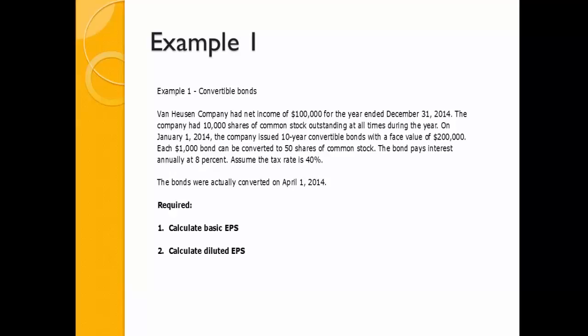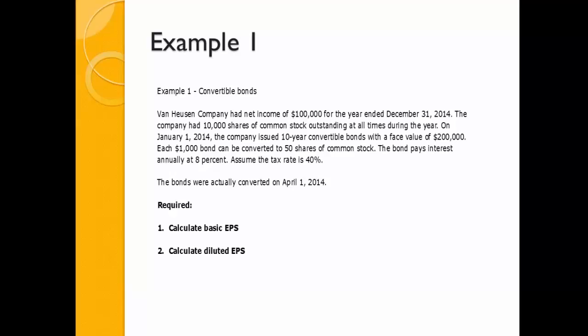Well, a bond converted to stock creates one issue, but if we convert it to stock, then we no longer have the bond expense. So our bond expense is going to go down, therefore our net income is going to go up. So there are two situations that are going to impact the calculation of our diluted earnings per share. So we have this first example here.